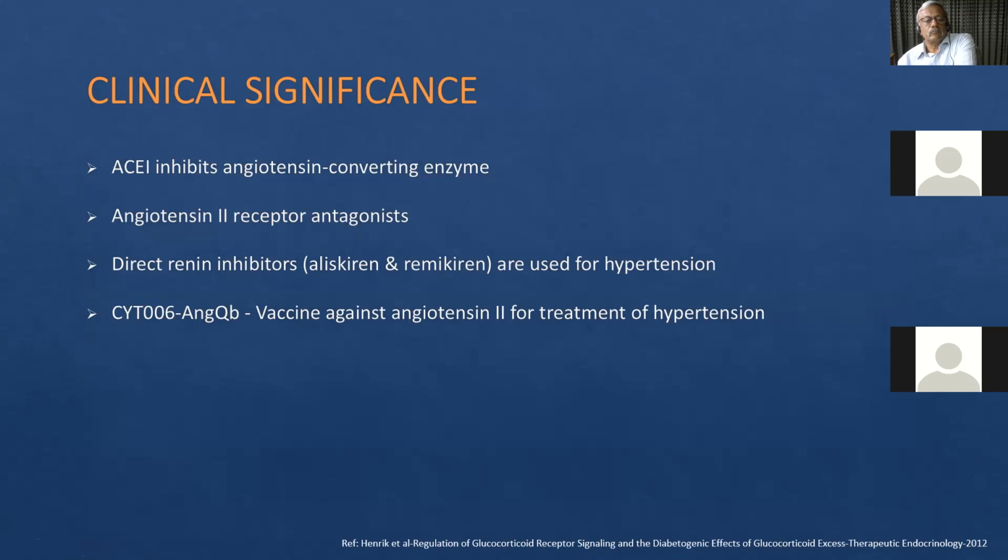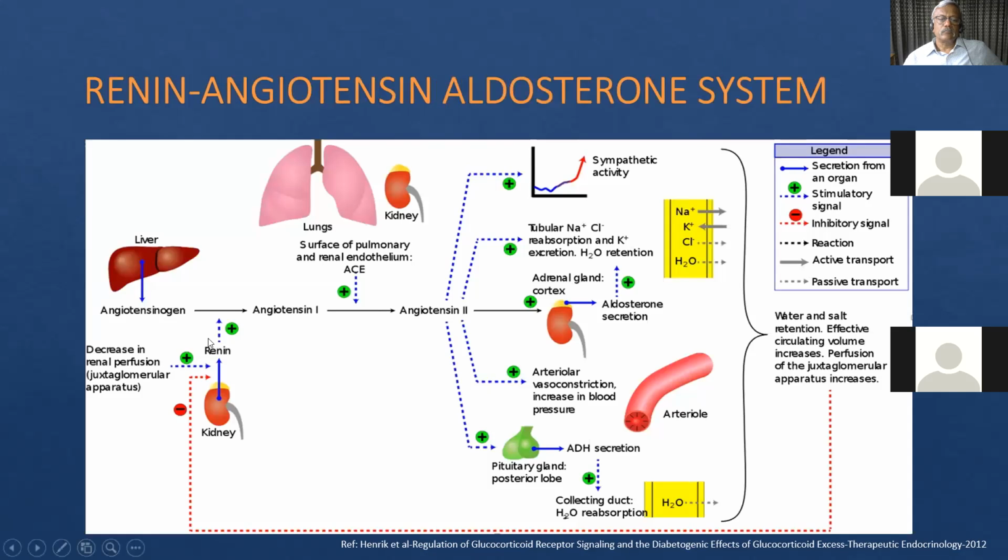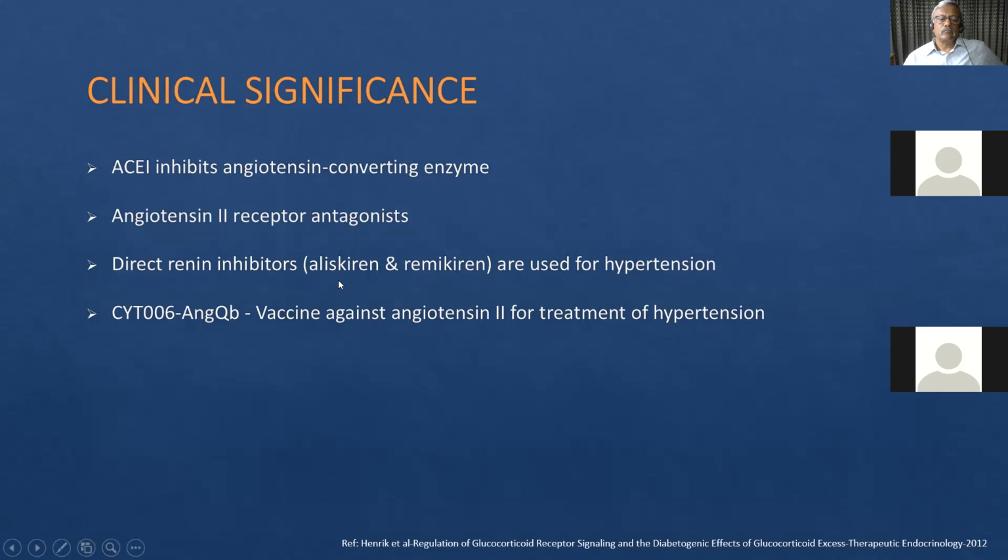Angiotensin converting enzyme inhibitors like captopril, enalapril and ramipril help in managing hypertension. Similarly, angiotensin 2 receptor antagonists like losartan, irbesartan and candesartan are used in hypertensive conditions. Direct renin inhibitors like aliskiren and remikiren are used for hypertension, and a vaccine against angiotensin 2, like CYT006-AngQb, can be used.